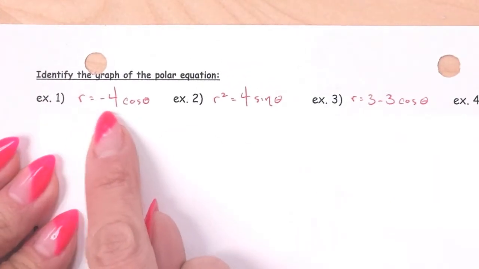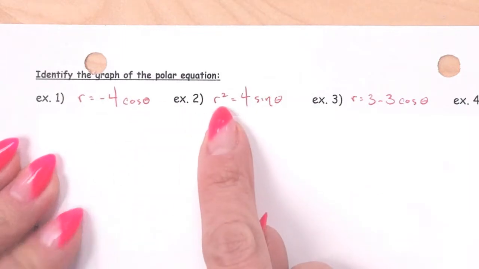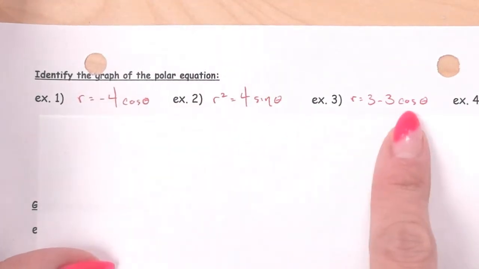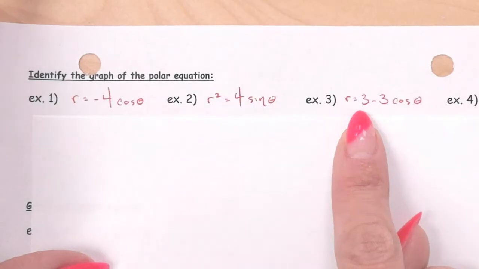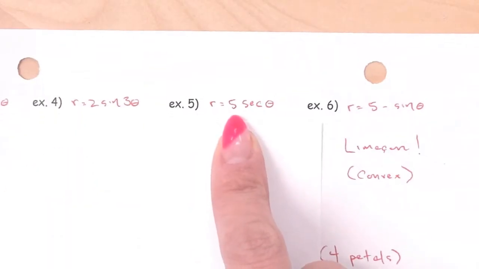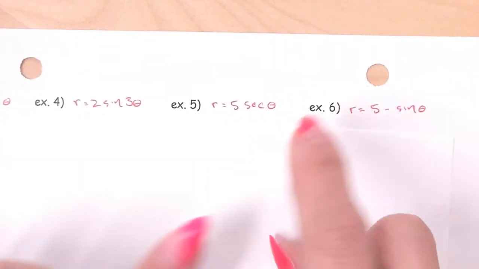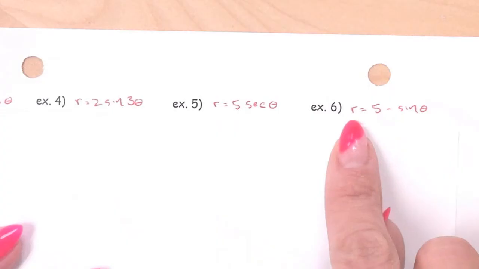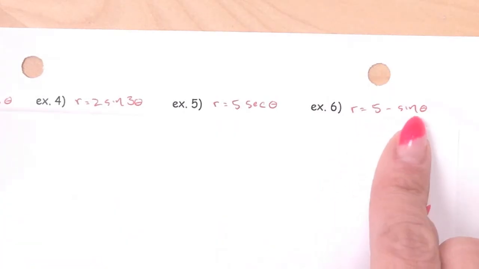Go ahead and jot down. Example 1, r equals -4 cosine theta. Example 2, r squared equals 4 sine theta. I know I'm talking faster. Example 3, r equals 3 minus 3 cosine theta. Example 4, r equals 2 sine of 3 theta. Example 5, r equals 5 secant of theta. And example 6, r equals 5 minus sine of theta.